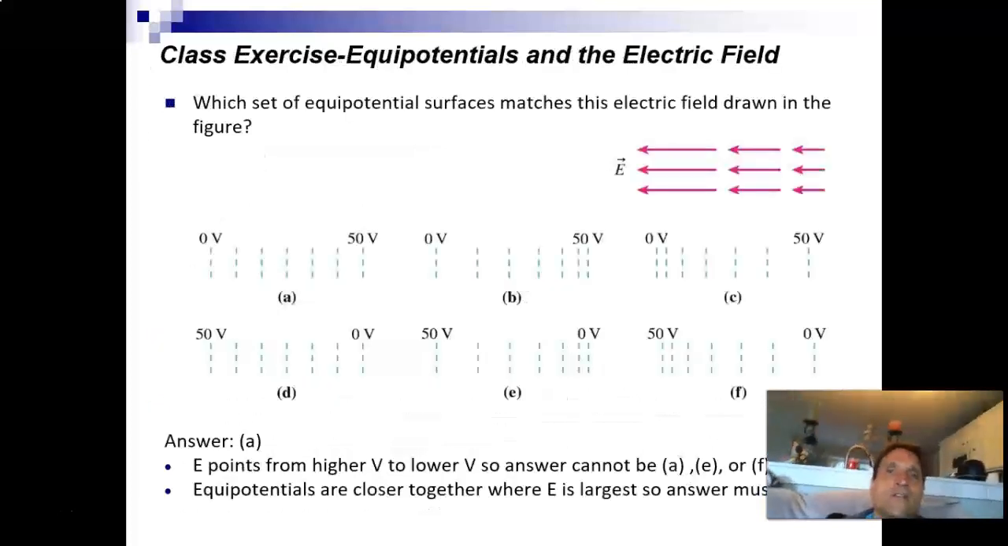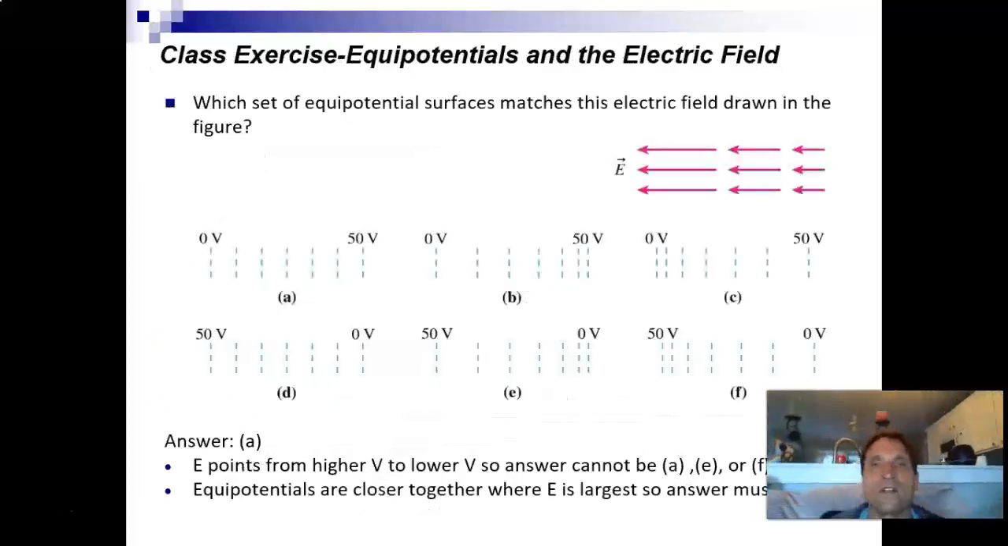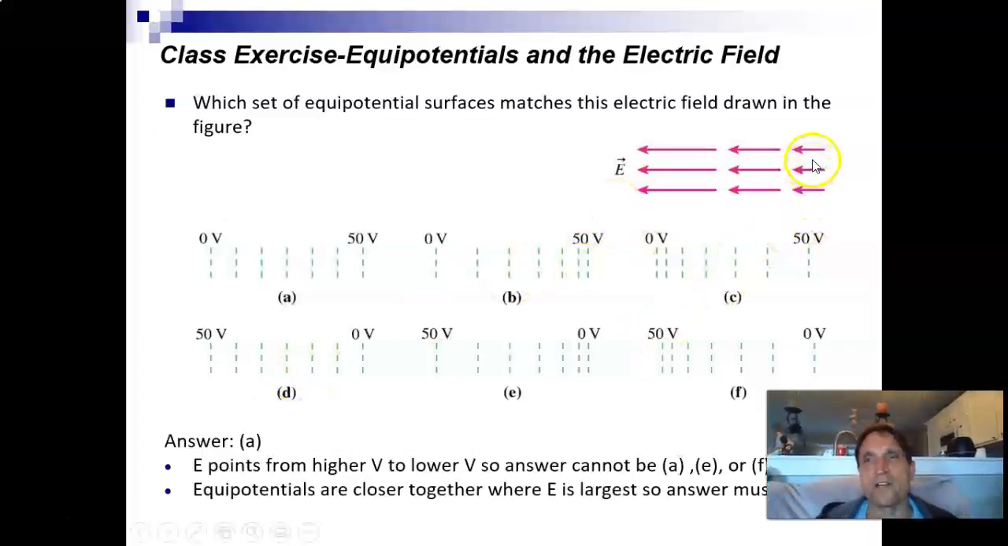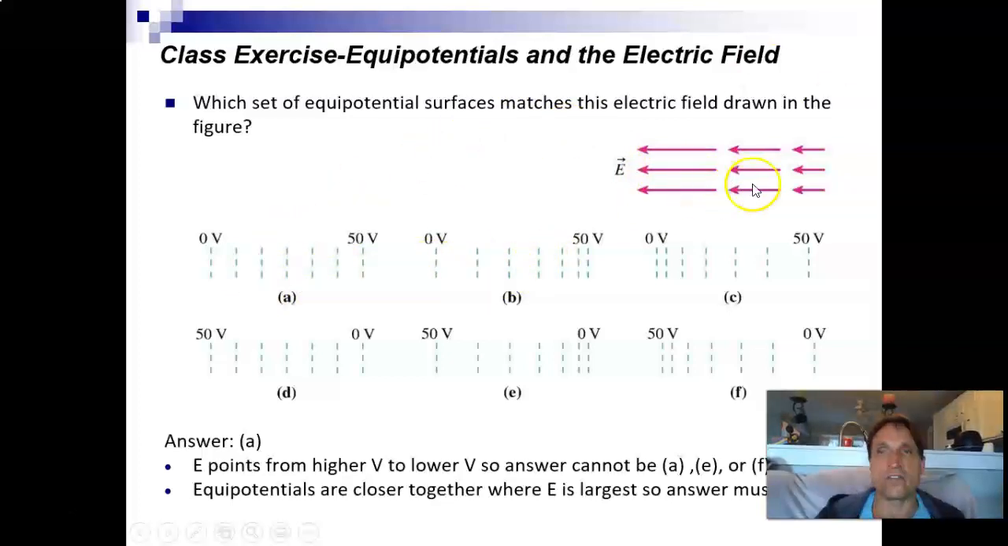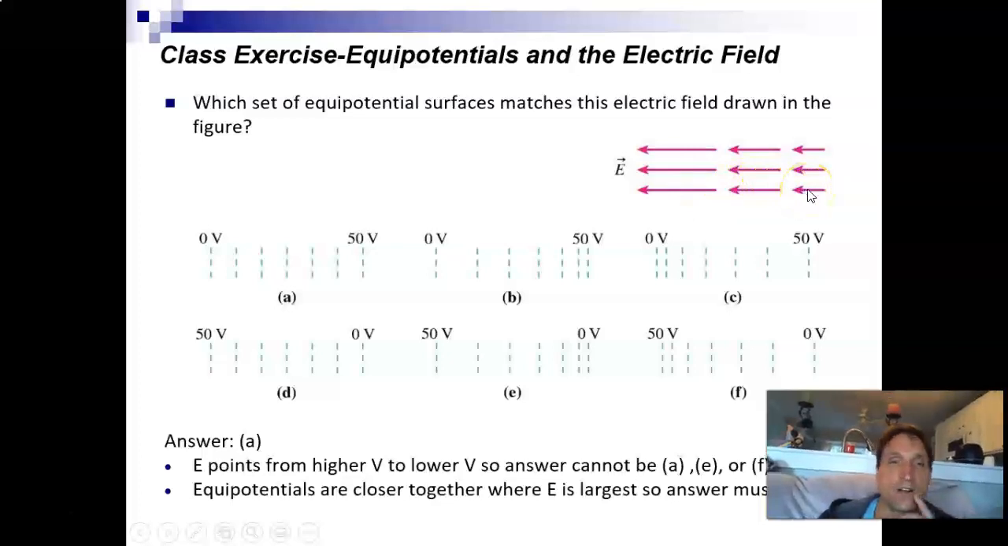So let's do a graphical example. Suppose you have an electric field, and at each of these points in space we drew the electric field. Here it's pointing to the right, but with smaller magnitude. Over here it's pointing to the right, but with bigger magnitude. And over here it's even bigger magnitude, pointing to the right. The question is, which set of equipotential surfaces matches the electric field?